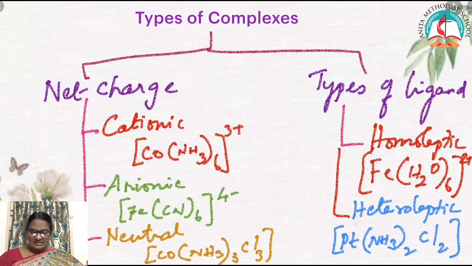Let's discuss these. I have only ammine here, 6 ammine. Therefore this is a homoleptic complex. And this one again is a homoleptic complex. But here again I have an ammine and a chlorine. There are 2 different types of ligands. So therefore this is what? Heteroleptic complex. With this we finished today's concepts, children.